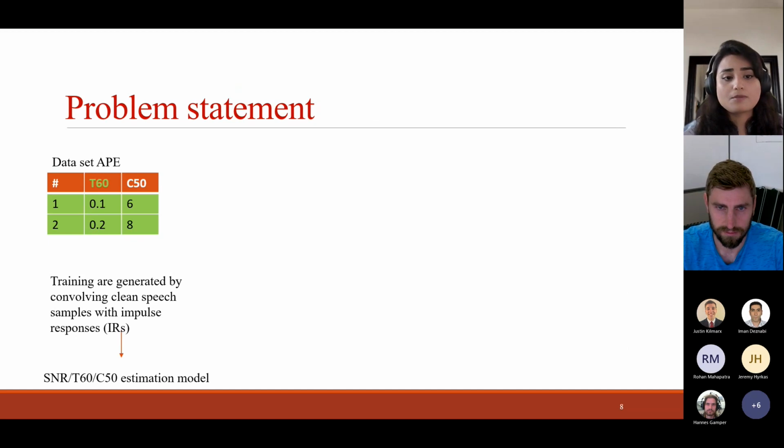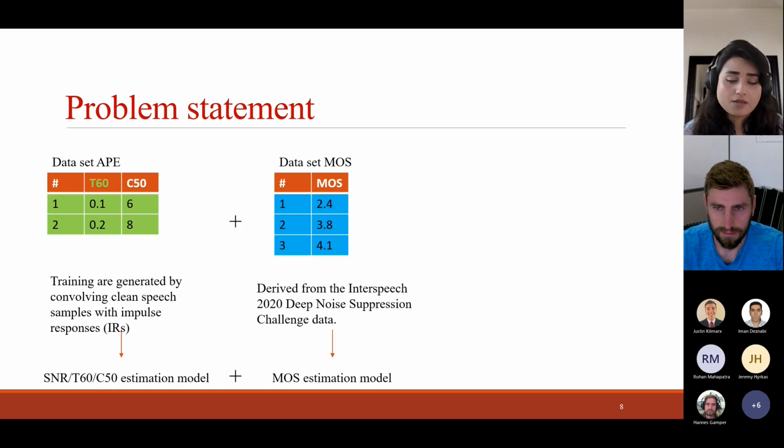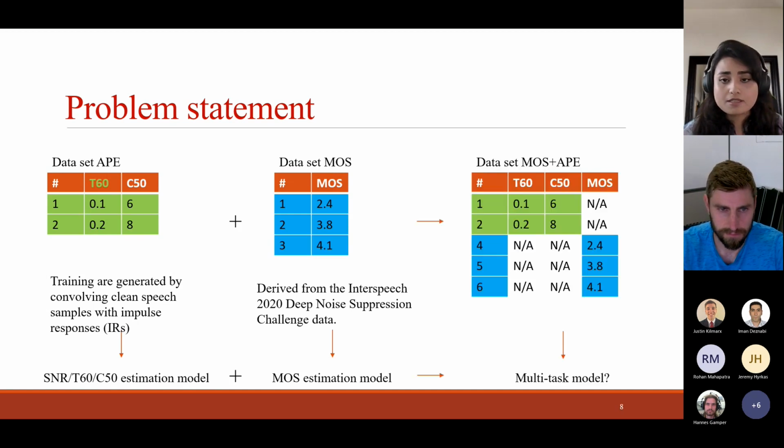The problem we were interested in is the problem of having two data sets, one with T60 and C50 labels and the other with MOS labels. We wanted to combine these data sets in a multitask framework to see if predicting these tasks simultaneously can improve the prediction for each of these tasks.